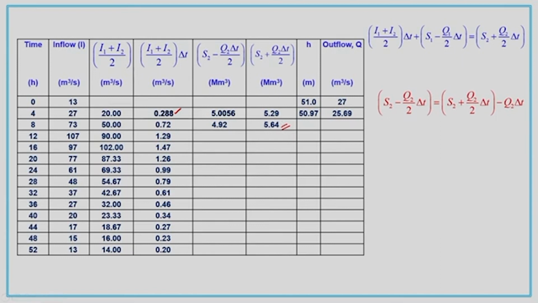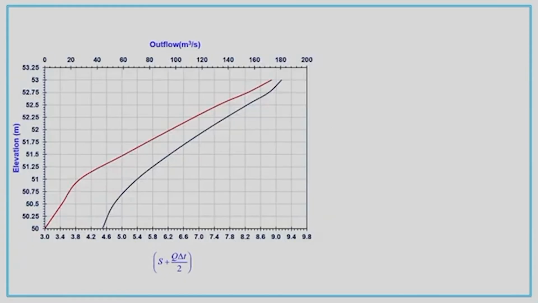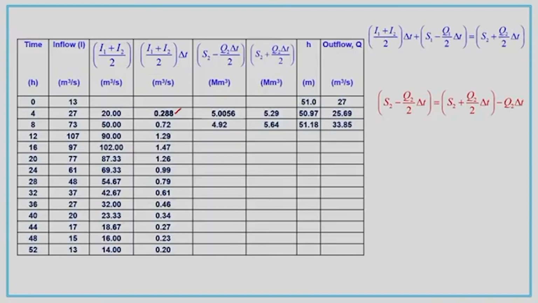Now, we will again look into the graph. The value corresponding to our indicative storage is 5.64. S plus Q delta T by 2 is 5.64. Corresponding to that, the value corresponding to elevation is coming out to be 51.18, and that will be extended to the secondary x axis to get the corresponding outflow value in meter cube per second, that is 33.85. So, 33.85 is the outflow corresponding to time t is equal to 8 hours.